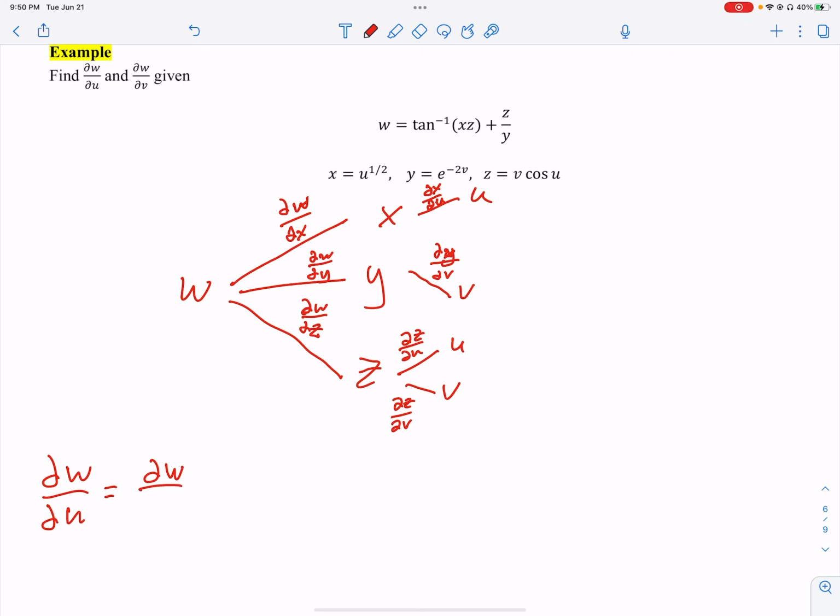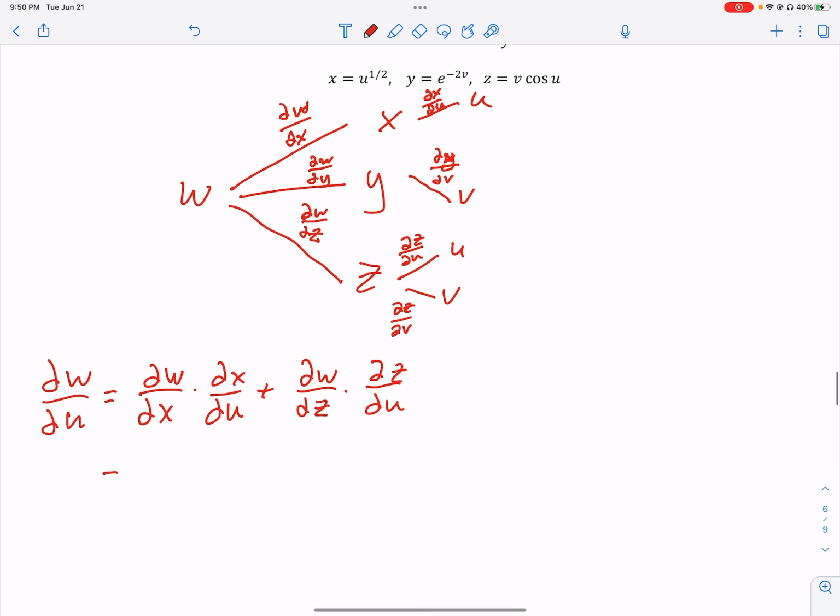So partial of w with respect to x times partial of x with respect to u, plus, okay, partial of w with, well, there is no u on y, so I'm not going to do that. So I got dw now of z. I can skip the y times partial of z with respect to u. So I can figure that out that way.